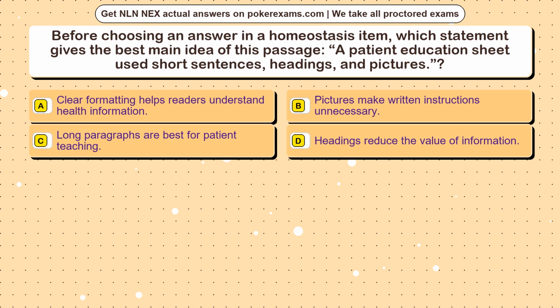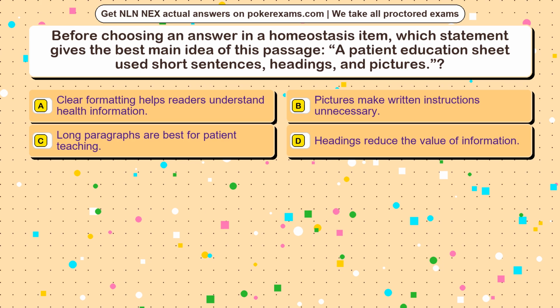Question 9. Before choosing an answer in a homeostasis item, which statement gives the best main idea of this passage? A patient education sheet used short sentences, headings, and pictures. Option A. Clear formatting helps readers understand health information. Option B. Pictures make written instructions unnecessary. Option C. Long paragraphs are best for patient teaching. Option D. Headings reduce the value of information.